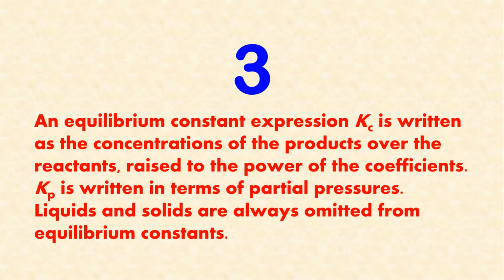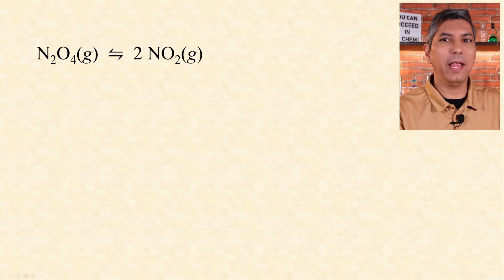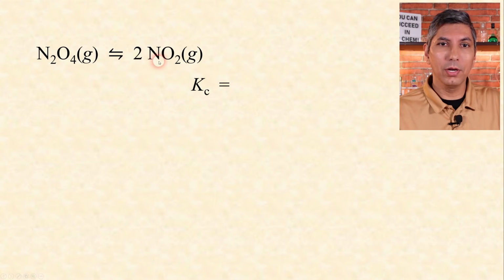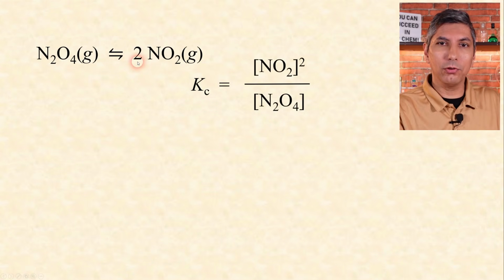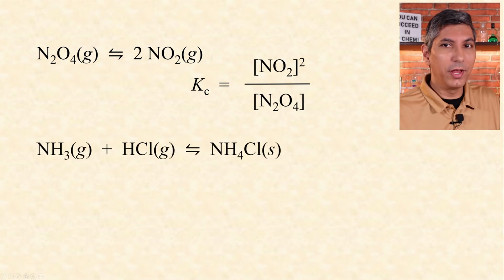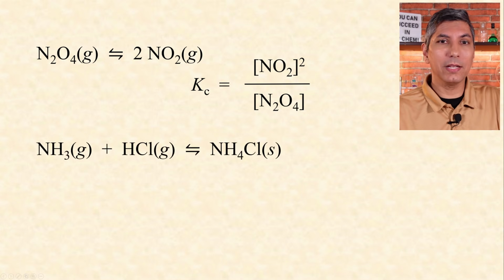Kp is written in terms of partial pressures. Liquids and solids are always omitted from equilibrium constants. Let's say we want to write the equilibrium constant expression, Kc, for this reaction. We take the concentration of the product, NO2, raised to its coefficient of 2, all over the concentration of the reactant N2O4. In the next reaction, we should remember to always omit liquids and solids from the expression.